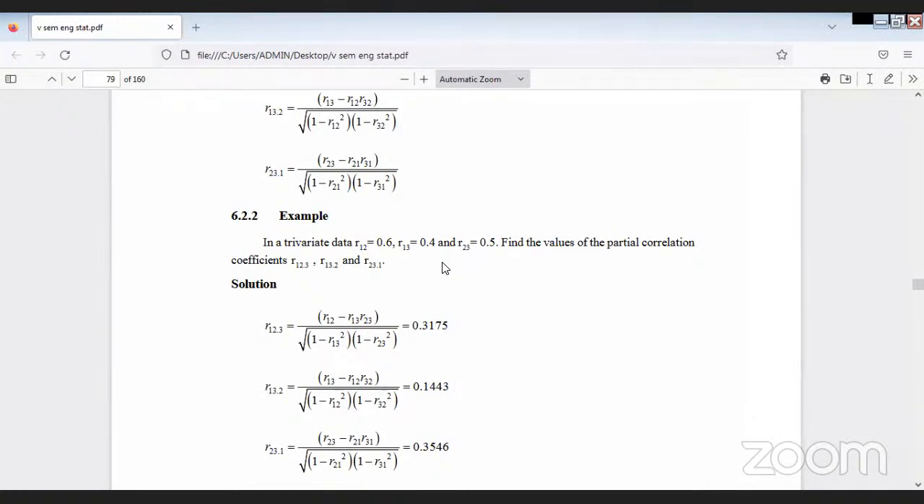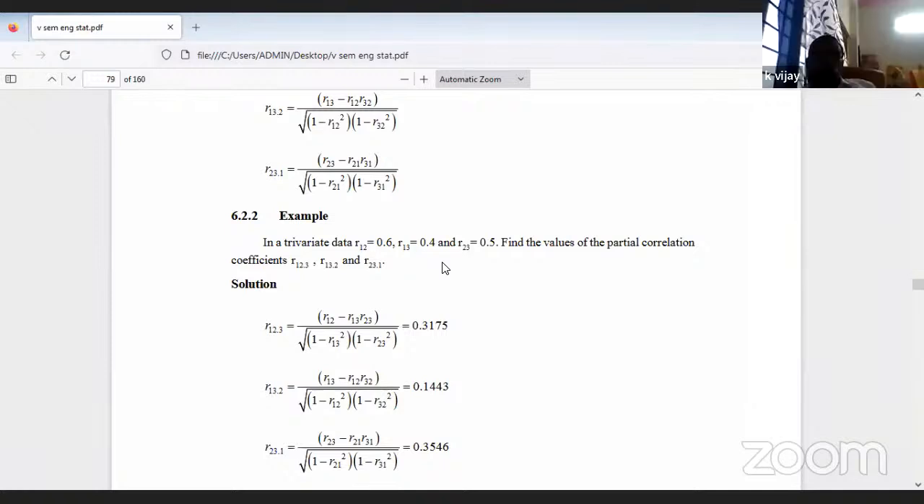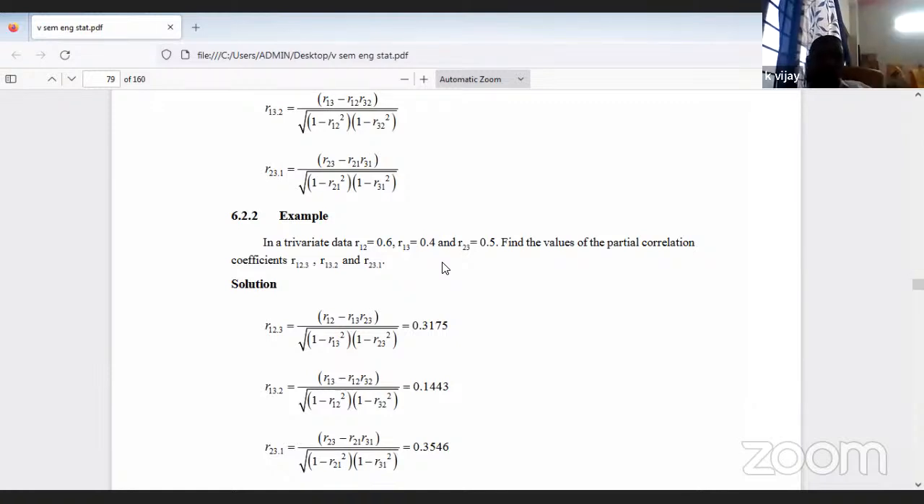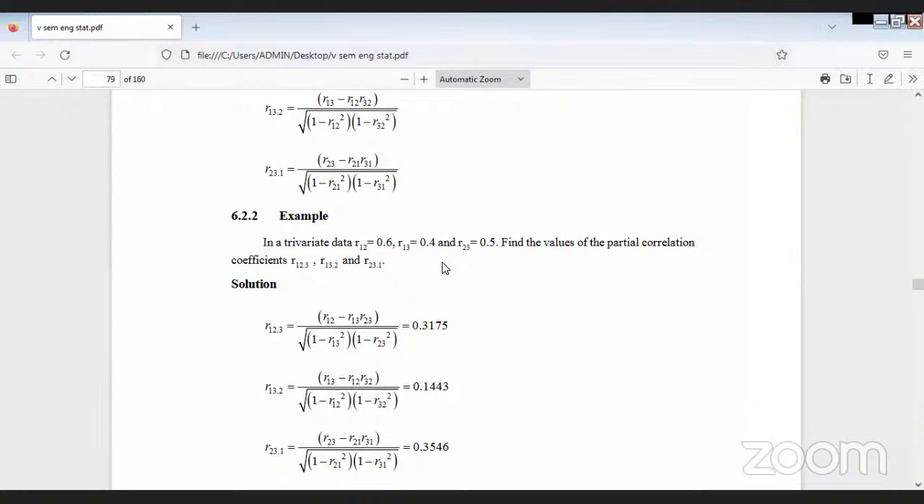Sir, can you please repeat the values? R12 is equal to 0.6. R13 is equal to 0.4. R23 is equal to 0.5. Okay, sir, thank you. First value is correct. I will wait.